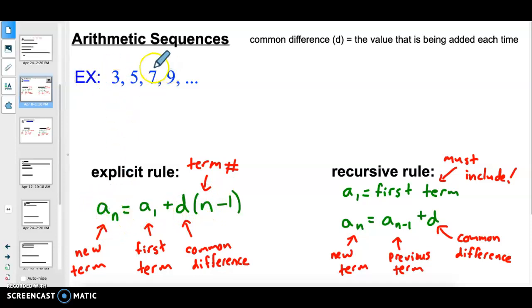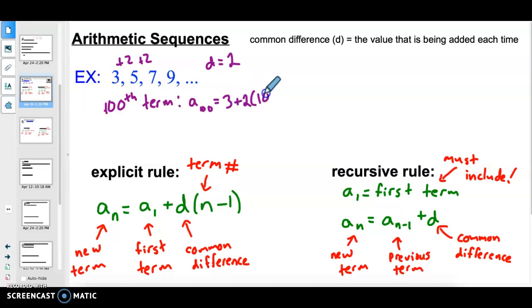So for example, with the problem up here, the pattern is we're adding by 2 each time. So my D, or my common difference, is 2. If I wanted to fill out the explicit rule, say I wanted to find the 100th term, we'd be looking for A100 equals the first term, 3, plus D, which is 2, times N, which is 100 minus 1. So that would allow me to find the 100th term.